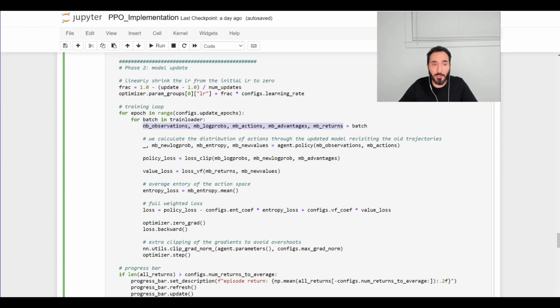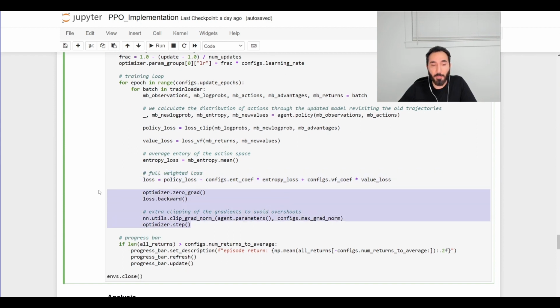I collect the entries that I'm interested in. I give it to the model. This time I do not play the actions. I want to just calculate the probabilities of those actions in my current policy, which is now a new policy. And then I go over the losses. I calculate the total loss, which is the weighted sum of those losses. And then finally, I do the backpropagation.